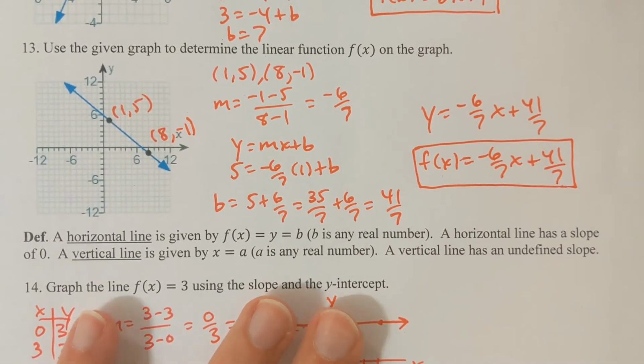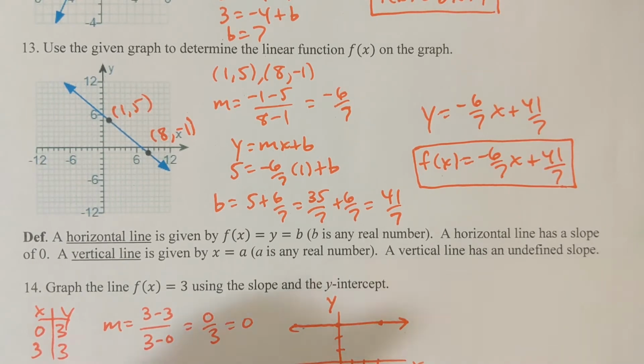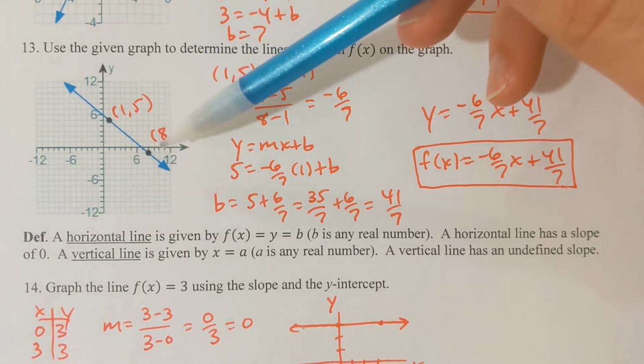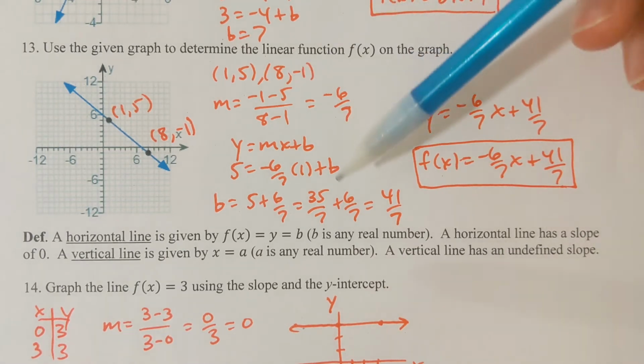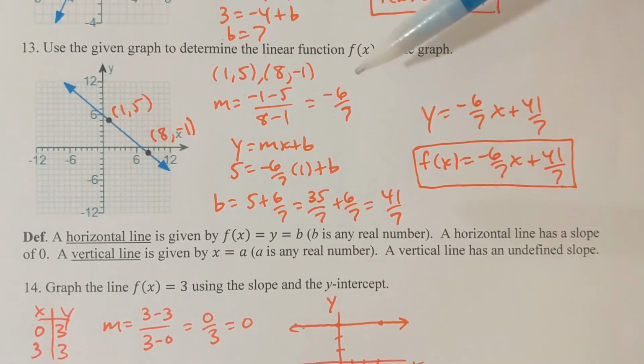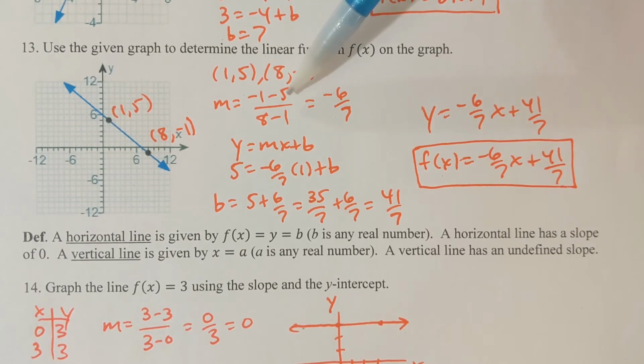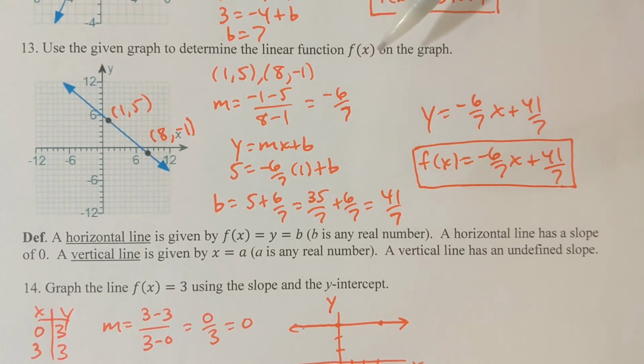Okay, problem 13 is a similar one here. Use the graph to determine the linear function. Okay, and I've labeled these points just so that we can see what the coordinates are in that. All right, so I'd want to find the slope of this line and the y-intercept just as before. Well, the slope, change in y over change in x, is, let's see here, -1 minus 5 is the difference in the y values, divided by 8 minus 1, that's the difference in the x values. Or -6/7 would be the slope of this line.